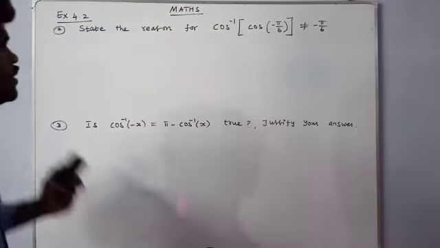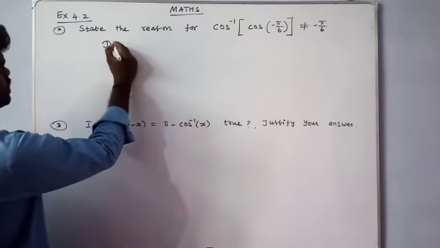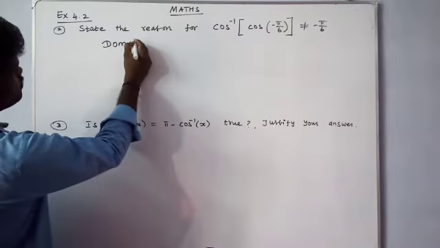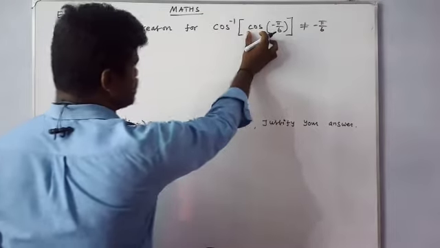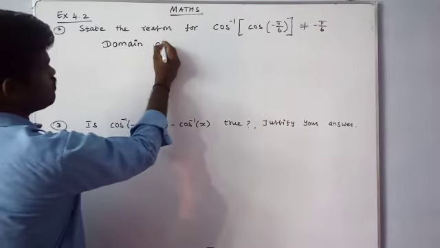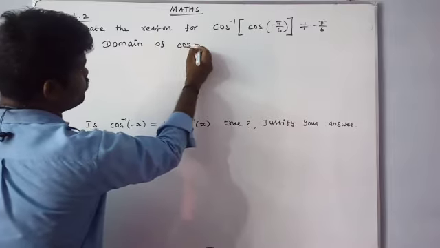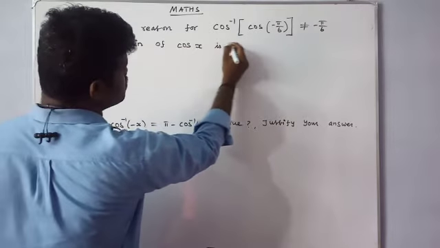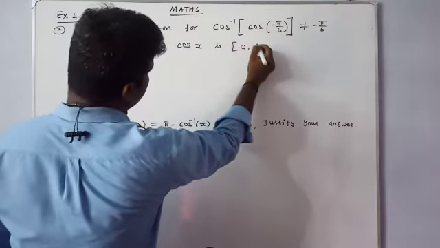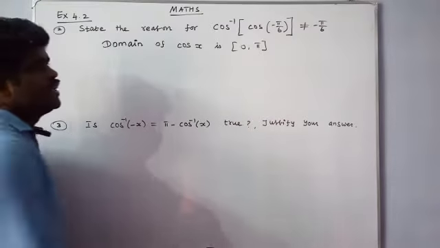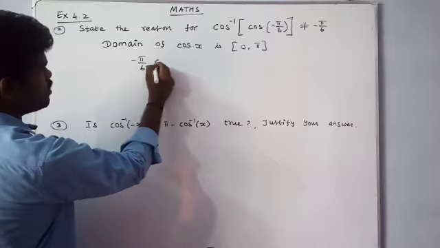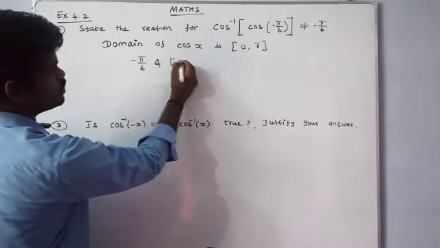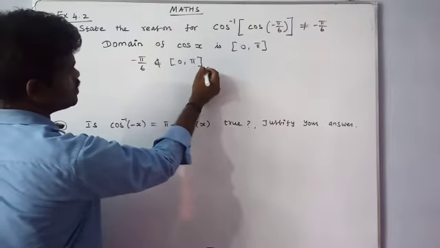Okay, the domain of cos x is what? Outside is cos inverse x, inside is cos x. So we want to write the domain of cos x. Cos x is 0 to pi. Here minus pi by 6 does not belong to 0 to pi.